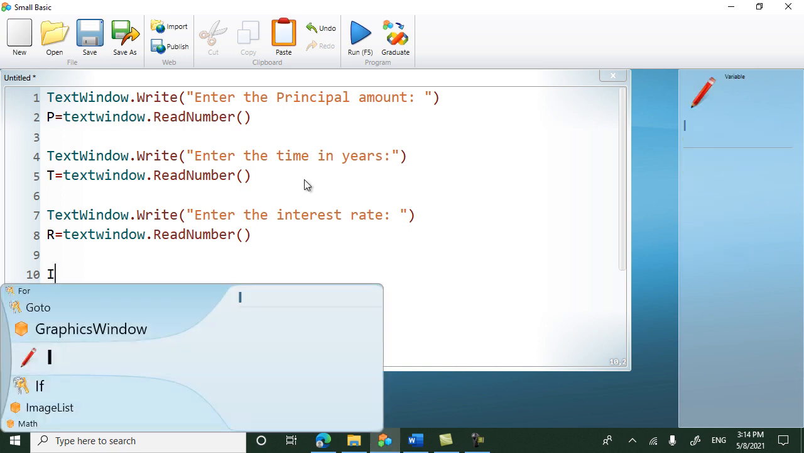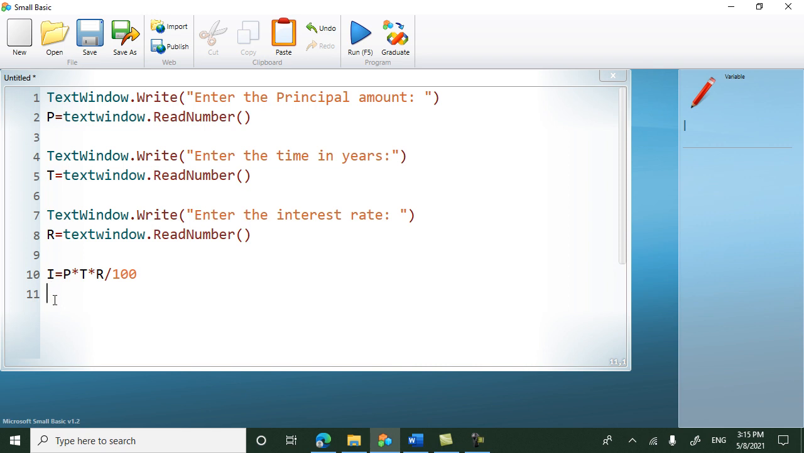I will store the interest in the variable I. So I is equal to your principal amount, which is P. Then you will multiply it with the time period, which is in variable T. Then you will multiply it with R, which is your interest rate. And since the interest rate is always in percentage, like 2%, 3%, to remove the percentage, we will divide it with 100.